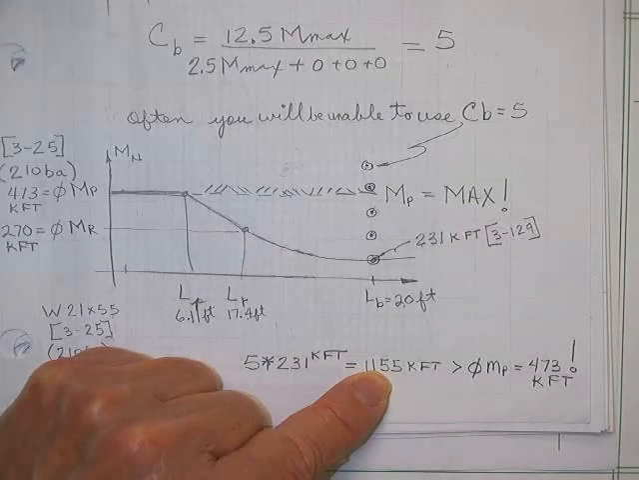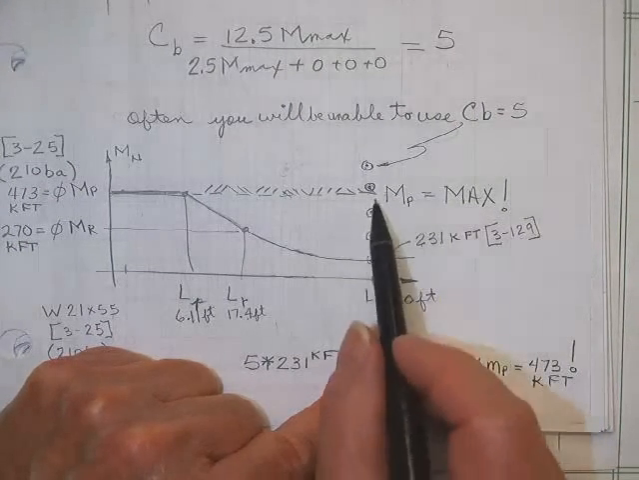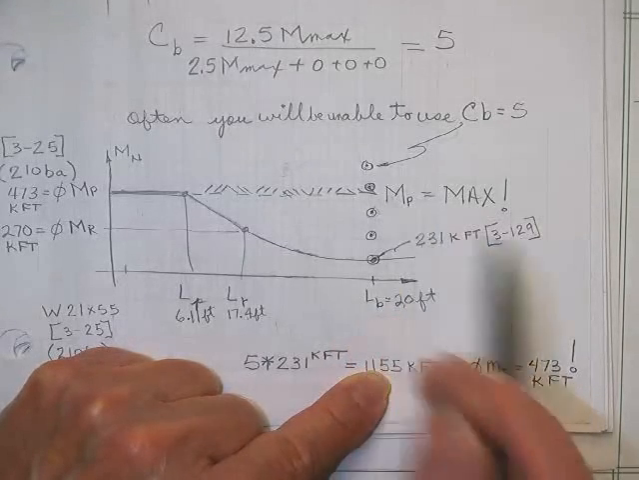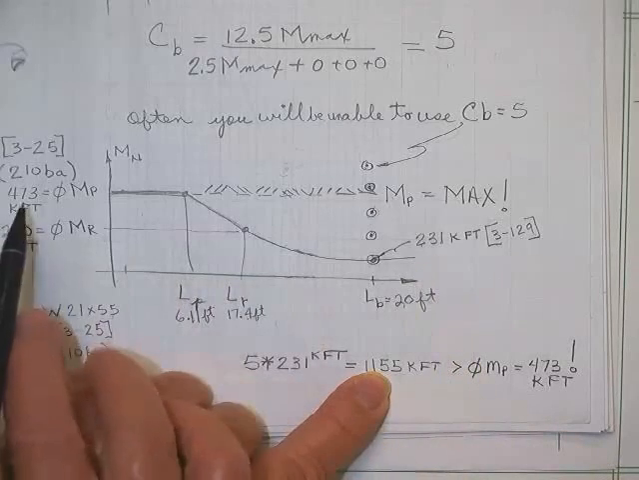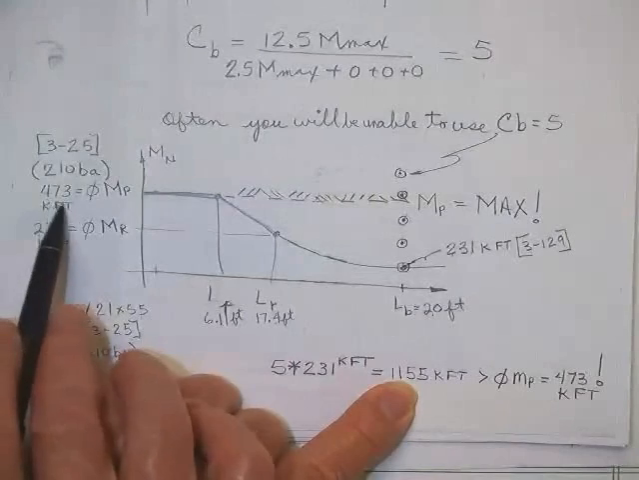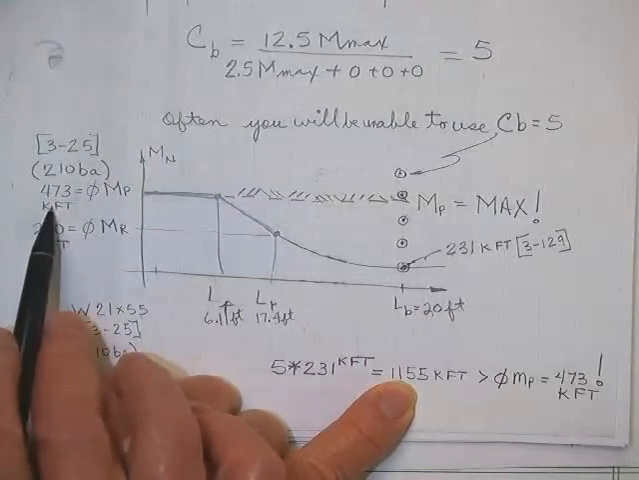Lies, all lies. Can't go above in plastic. I mean, that's all that's there. So that's the limit. How much do you get? 473. And you can have the 473.